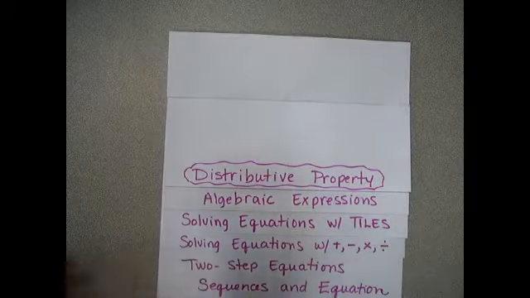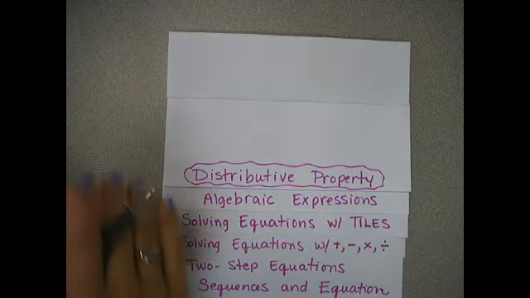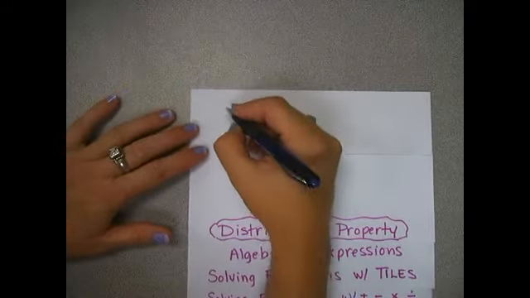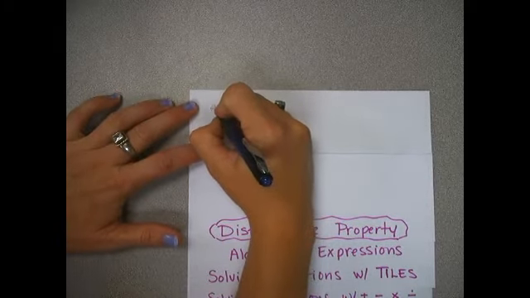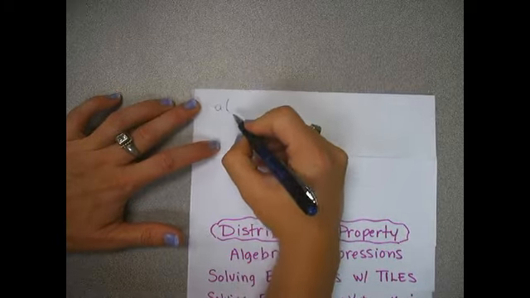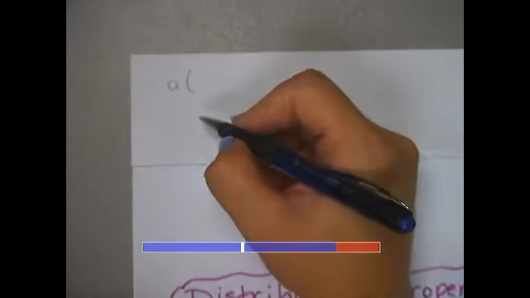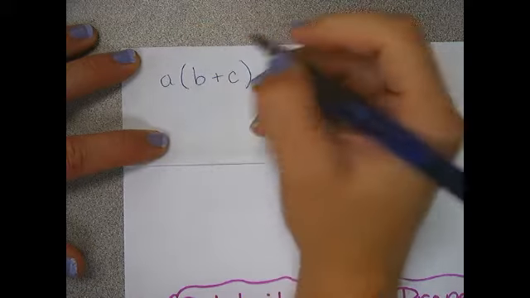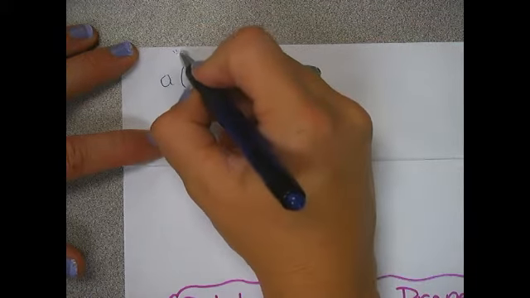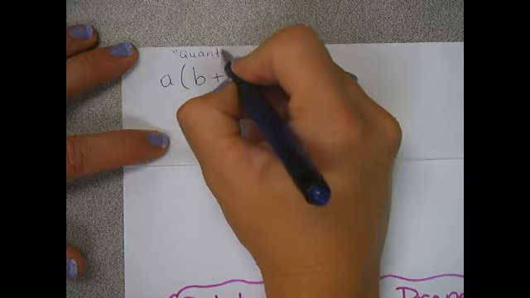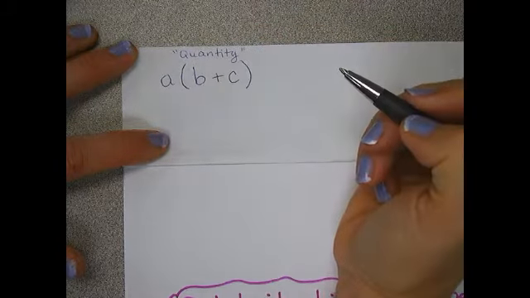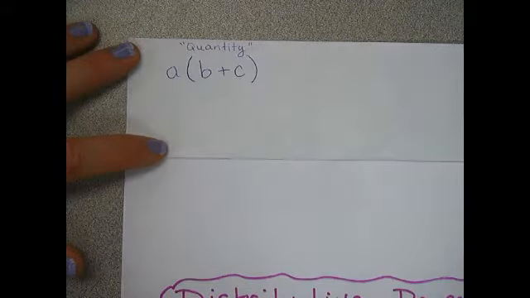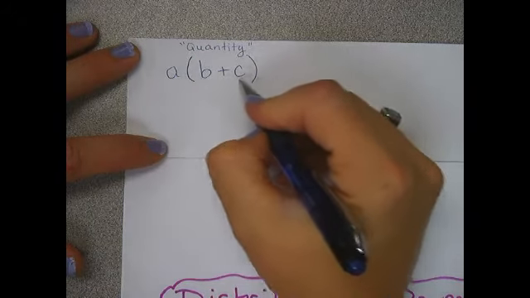I'm going to switch pens because mine's looking awfully messy. So distributive property. This is basically what the distributive property says. We're going to write it out in technical words first, and then we'll get easier. A times the quantity of B plus C. Whenever you hear the word quantity, it means there's a bunch of stuff put in parentheses. So A times the quantity of B plus C, that's how we read that.